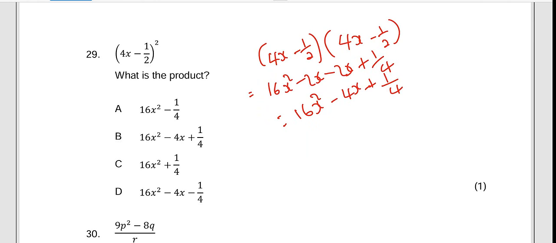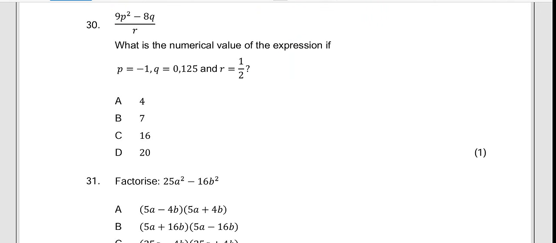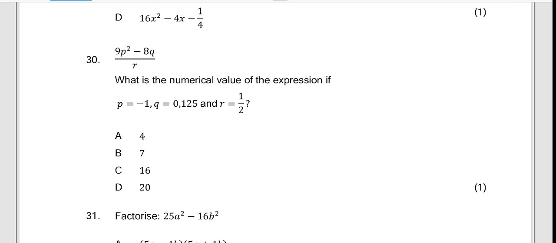And then the correct answer is going to be B. Let's proceed to number 30. What is the numerical value of the expression? If p is -1, what we need to do is substitute everything that we are given, and then use your calculator to get the answer.